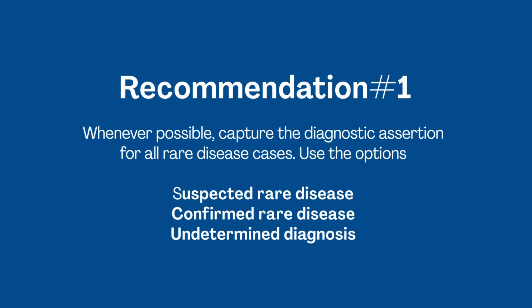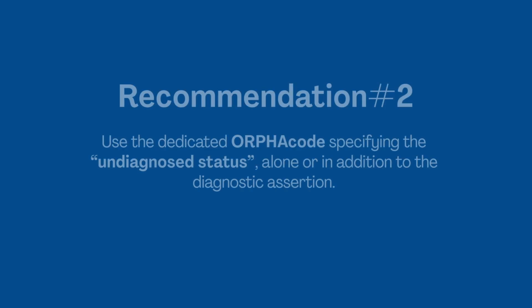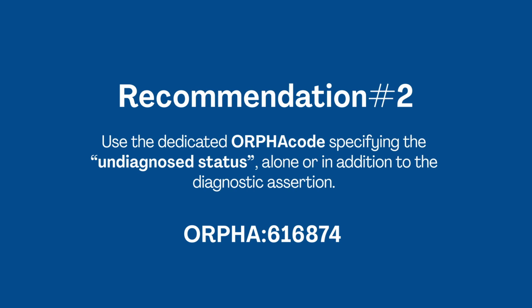Use the options suspected rare disease, confirmed rare disease, and undetermined diagnosis. Be aware that the undetermined diagnosis should only be used when all reasonable efforts to obtain a diagnosis according to the state-of-the-art and diagnostic capabilities available were exhausted. Recommendation 2. Use the dedicated ORPHAcode you can see on screen, specifying the undiagnosed status, alone or in addition to a diagnostic assertion.